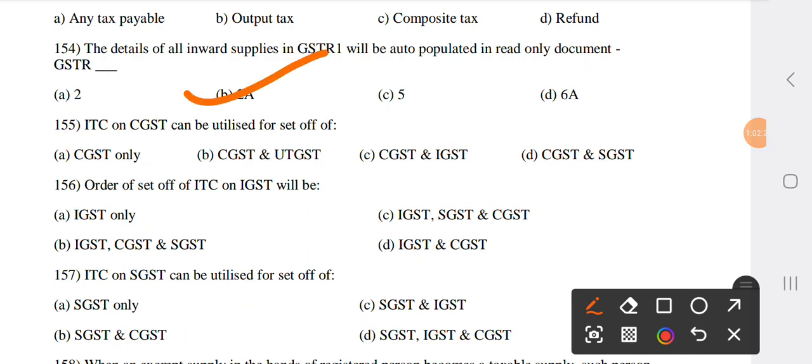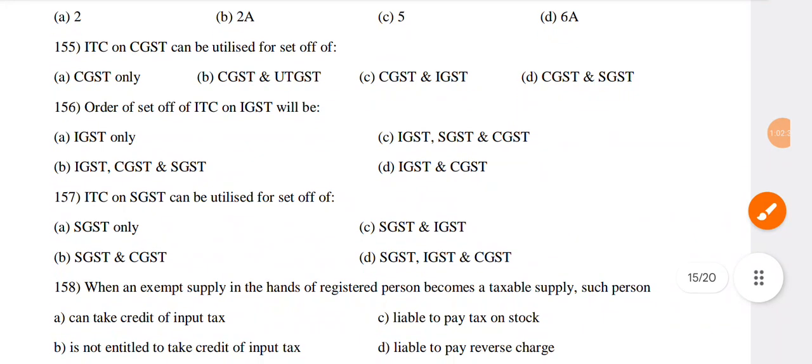Next question. ITC on CGST can be utilized for set off of option A CGST only, B CGST and UTGST, C CGST and IGST, and D CGST and SGST. And the correct option is C.